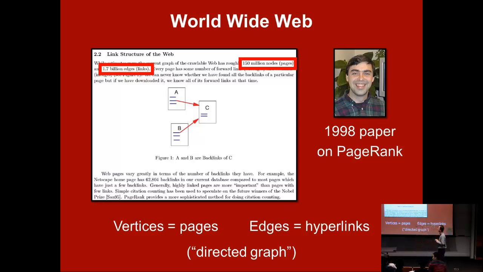This paper is from 1998. It's written by this guy, Larry Page. It's about PageRank, which was like the algorithm that the proto-Google used to get good web search results. It's called PageRank. You would think because it's about ranking pages, but actually it's because he just named it after himself.